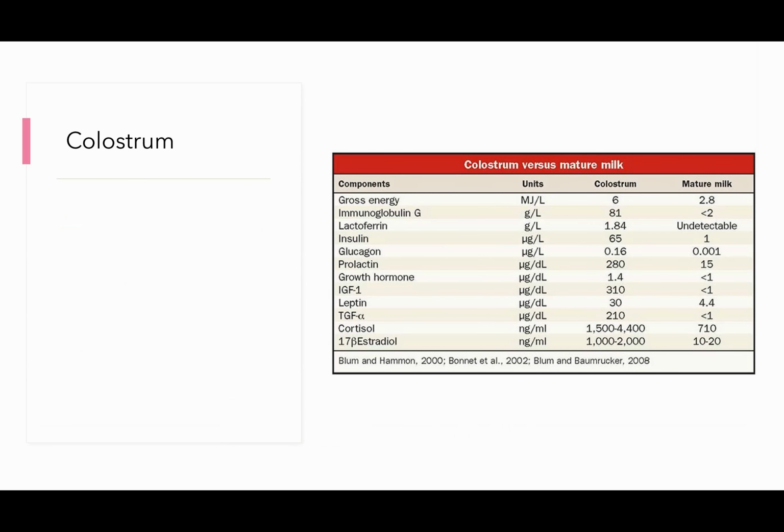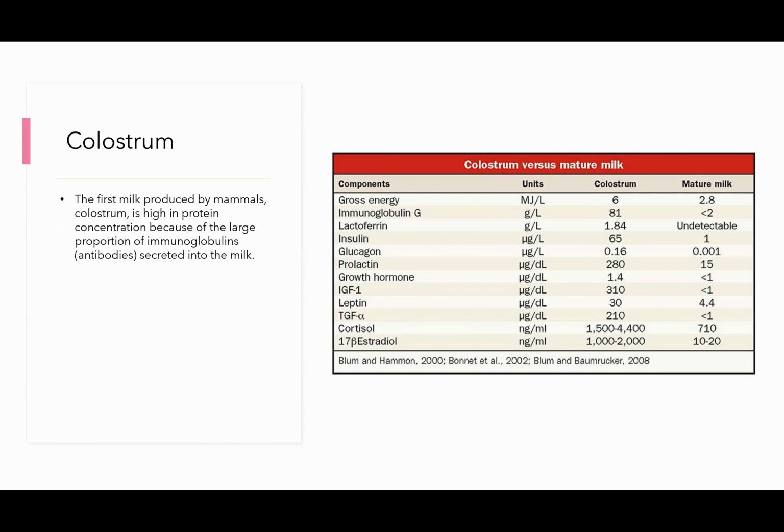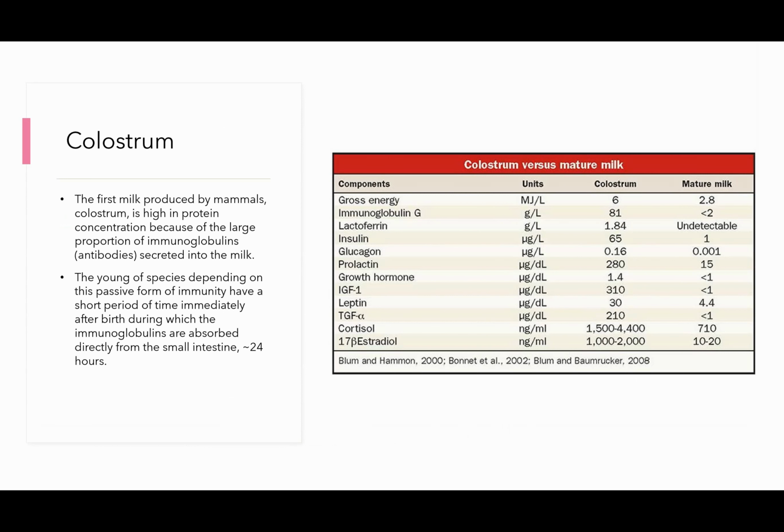Now, colostrum, remember, is the first milk produced by mammals to be consumed by the neonates. It's high in proteins because a lot of these proteins are in the form of immunoglobulins, which are antibodies. The neonates will then depend on this passive form of immunity to help them get through just after birth until they are able to form some of their own immunoglobulins.